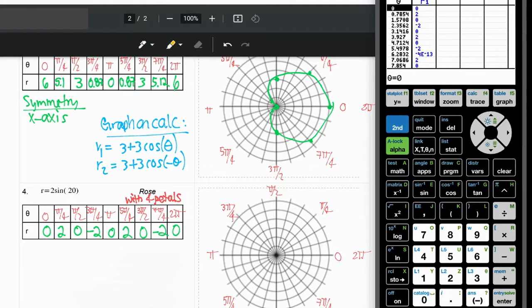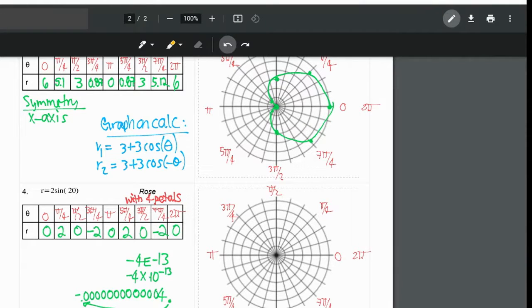If you look at the table of values, I've got my table already filled in for you. And the one weird number in this table is at 6.28, which is 2 pi. You can see this as negative 4e to the negative 13th. So just as a reminder as to what that means, that's scientific notation. So that's negative 4 times 10 to the negative 13th.